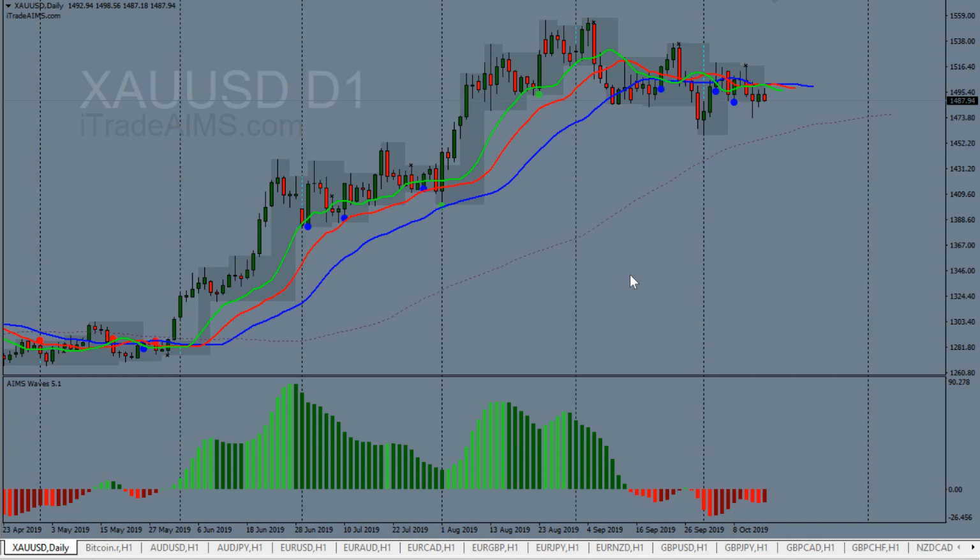Let's quickly go through some charts. We're going to do a top-down analysis: Day 1, H4, H1, and see how it goes. Using our shortcut key on the mouse, we're going to use Control-Tab to go forward and backward. So the first chart we're looking at is gold.